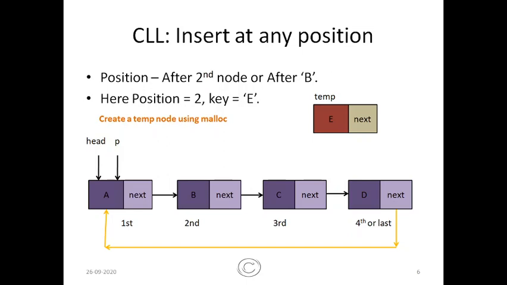As you have done earlier, you have to first create a temp node and assign temp of data equal to value E. Then we have the temp node with a key value E and a next address. Now we have to reassign this address.